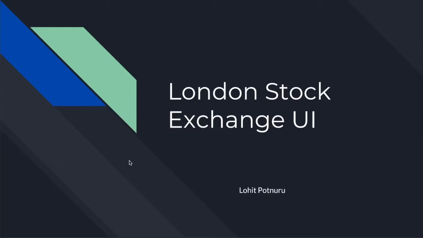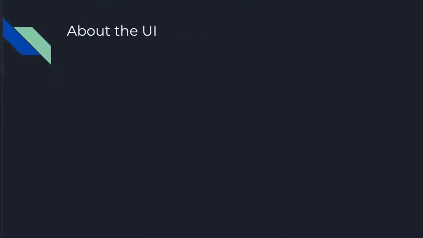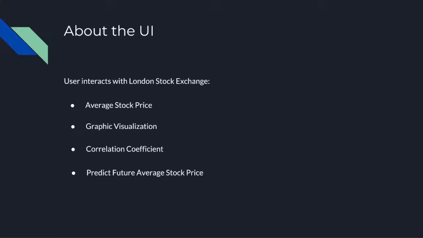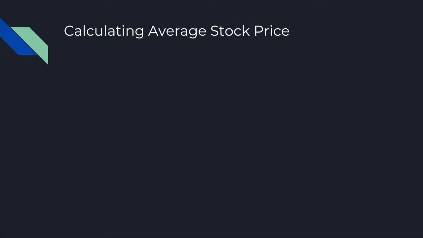So this is my London Stock Exchange user interface. Just a quick overview about the user interface. This interacts with the London Stock Exchange in 4 features. 1, it calculates the average stock price. 2, it gives you a graphic visualization. 3, it calculates the correlation coefficient between two stocks. And 4, it predicts the future average stock price of a stock. The applications for this user interface could be for anybody who needs the data, whether you're interested in stocks, possibly investing in stocks. So the first feature of my user interface is calculating the average stock price.